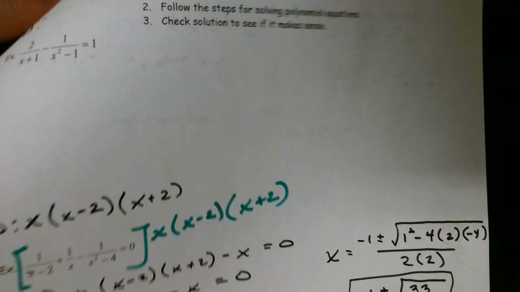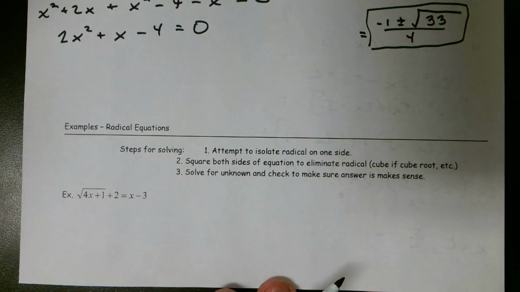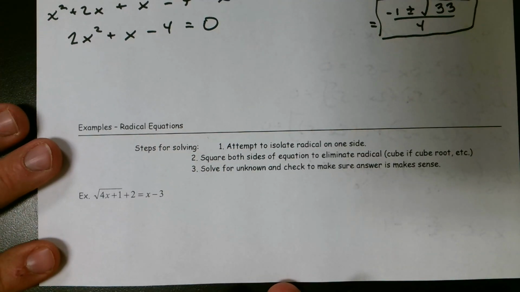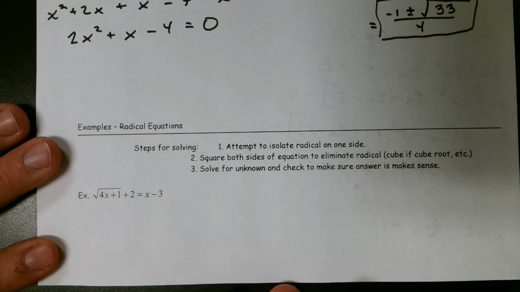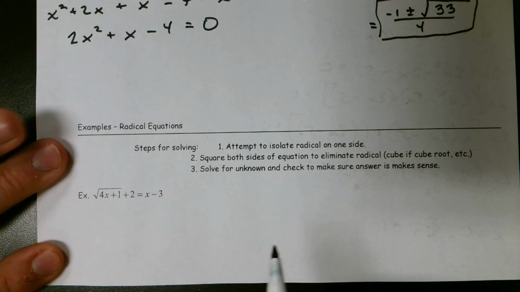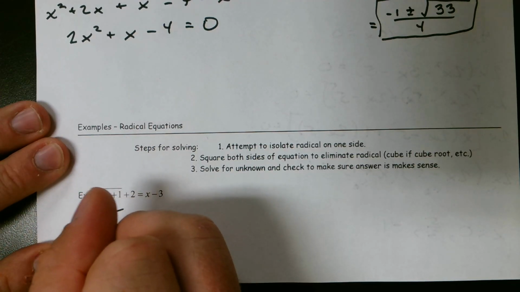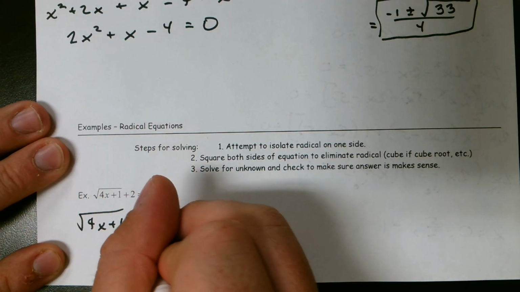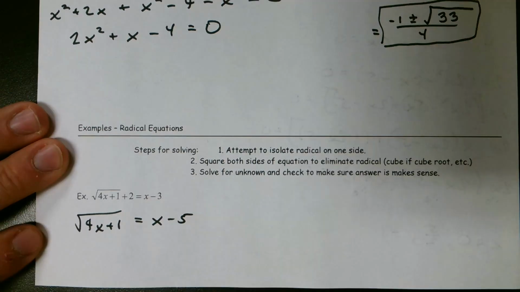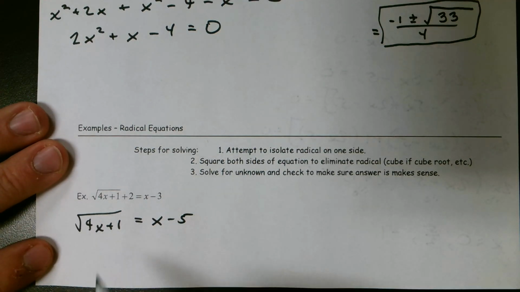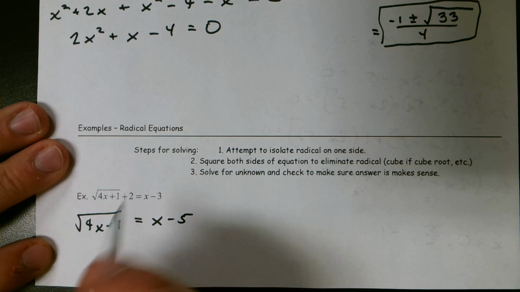Now let's slide down here and take a look at solving an example that has a radical in it. The first thing we want to do is isolate the radical on one side. So I'm just going to subtract my 2 over. Square root of 4x plus 1 is equal to x minus 5. Now, to get rid of that radical so I can solve for my x, I've got to square both sides.